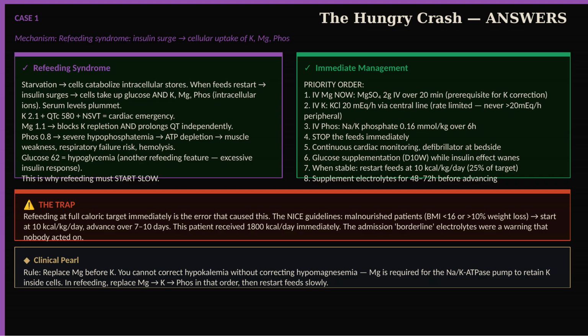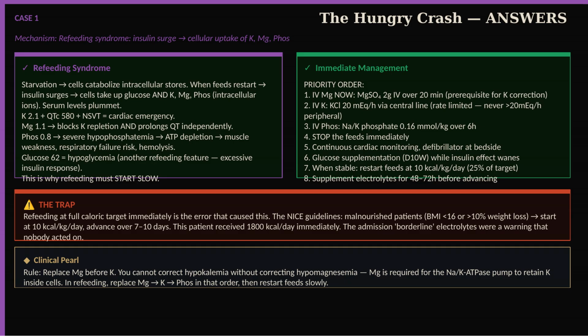Management, in order: magnesium first, 2 grams IV, because it's the prerequisite for fixing potassium. Then potassium, centrally, rate limited. Then phosphate. Stop the feeds. Continuous monitoring with a defibrillator at the bedside. Support the glucose. And when stable, restart nutrition at 10 calories per kilo per day, just a quarter of target.